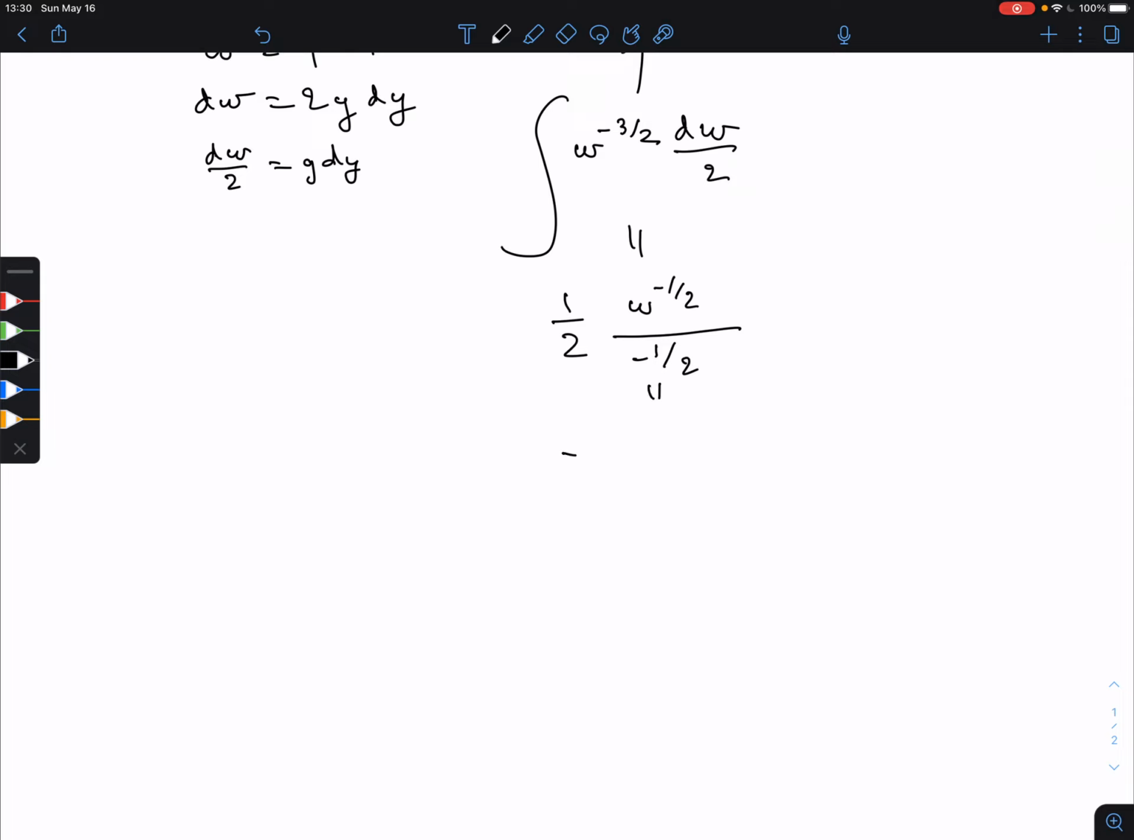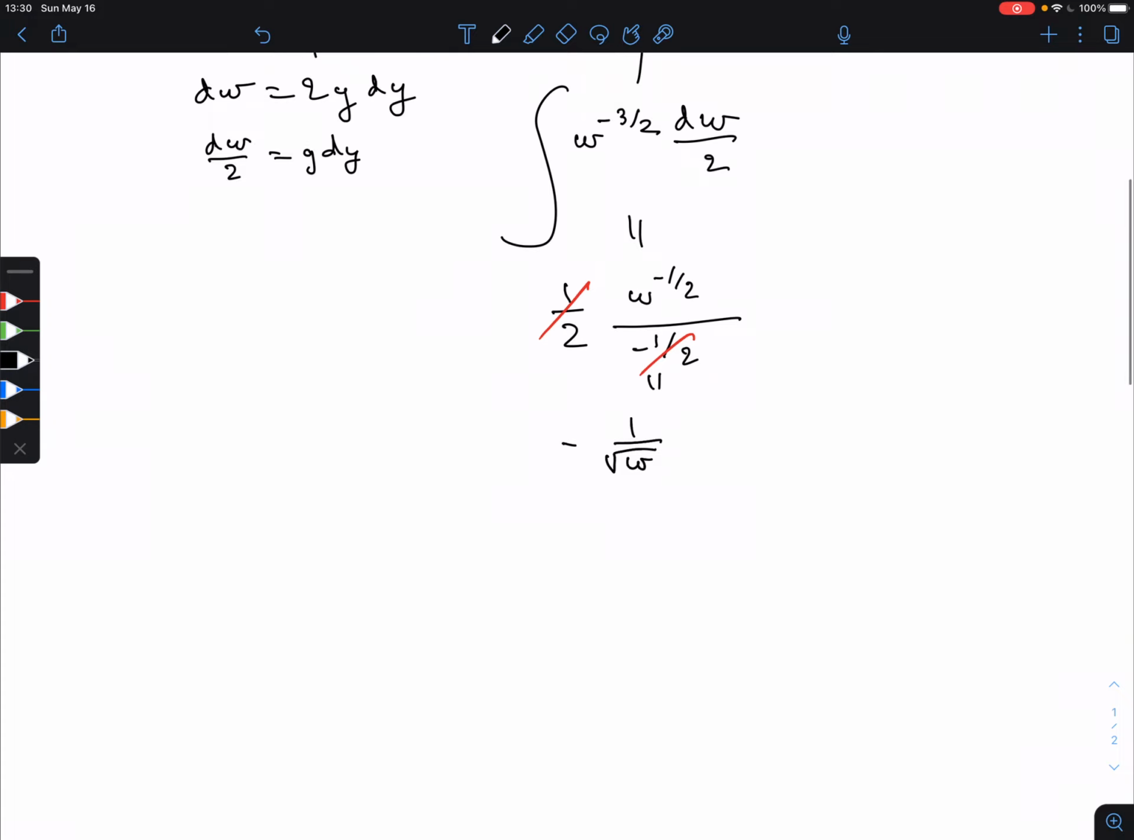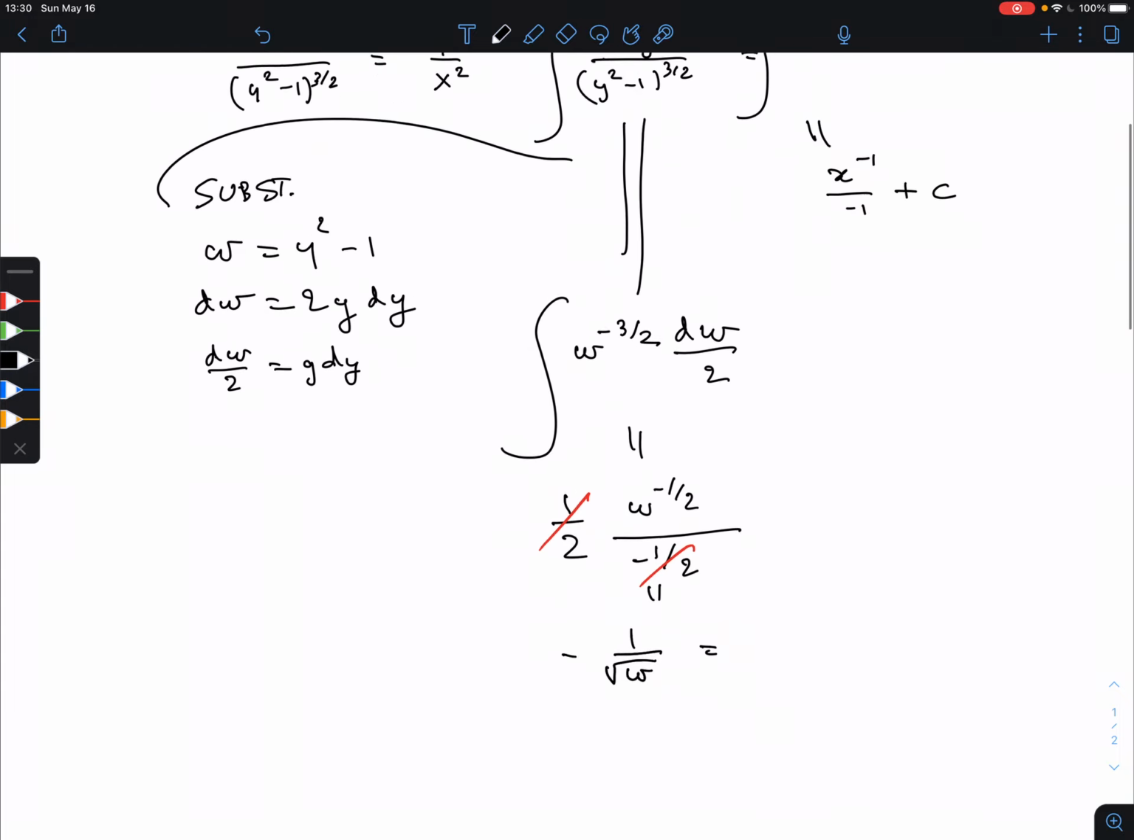minus 1 over radical w, right? I hope I don't go too quick here. The minus, the halves cancel. Let me do that at least there. And then the negative exponent becomes the denominator, and the half becomes a radical. And that is equal to, what do we have here? Minus 1 over x plus c.